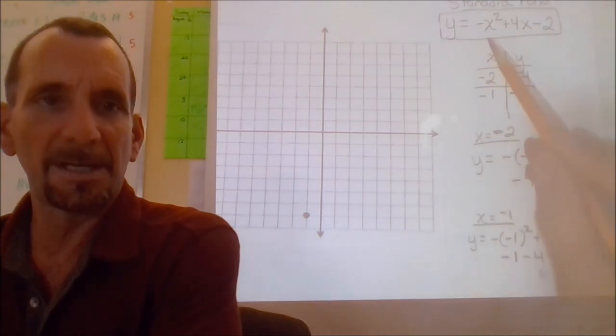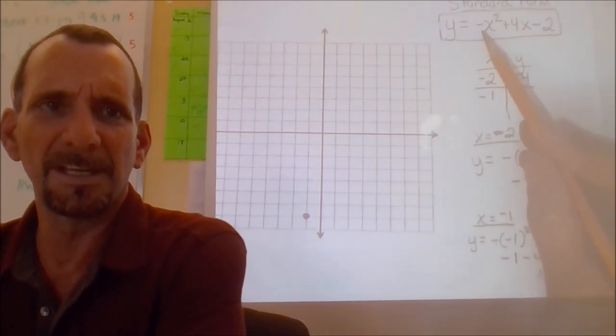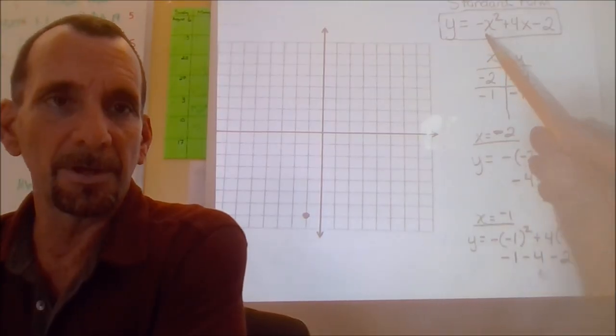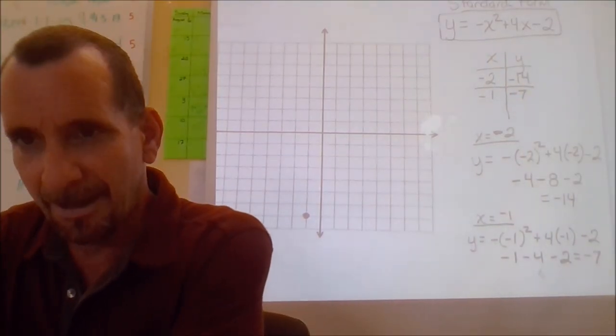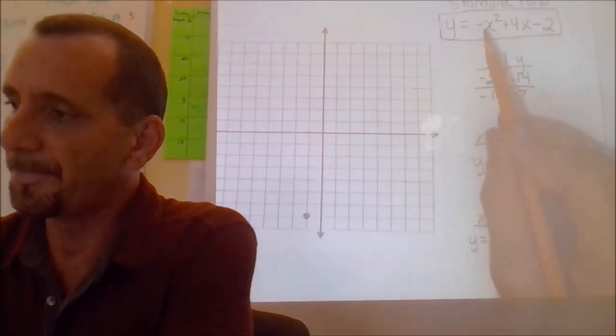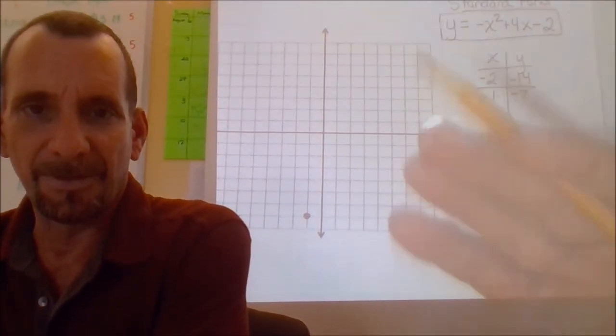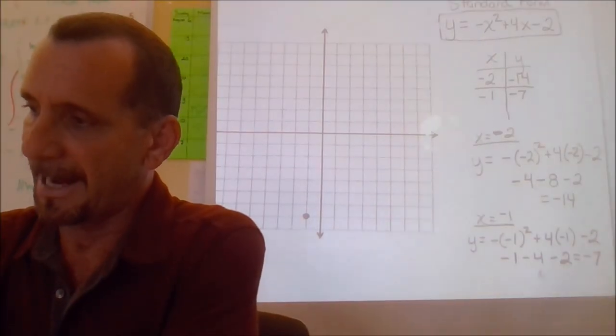Now we know that because the value in front of the x squared is negative, our parabola is going to open down. And that's something we talked about in class. This is a reflection about the x-axis, opening down.